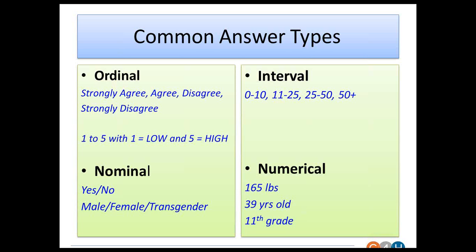Intervals can also be used when asking about something demographic like age or weight. For example, are you in the 20 to 25 age range or the 26 to 39 age range? Are you 0 to 100 pounds, 100 to 150 pounds, etc.? If you want a specific number, not a range, like for a person's age or weight or what grade level they're in, that would be a numeric answer.